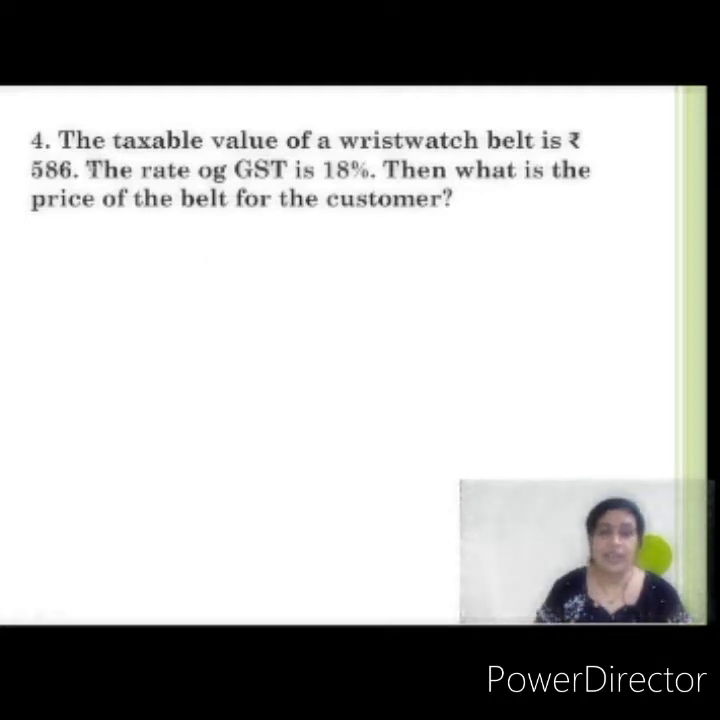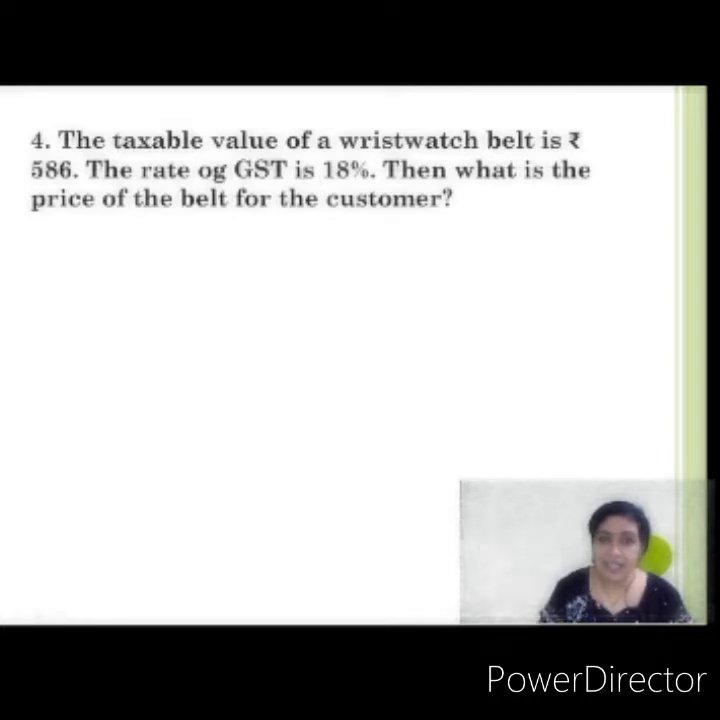Okay, now see, what they have given is the taxable value, means the retailer must have paid some tax on it and it has been added, right. So that is 586 rupees. The belt costs rupees 586. This is the price. Now he is going to sell to the customer, okay. Now if you go to buy, he will apply GST of 18%.